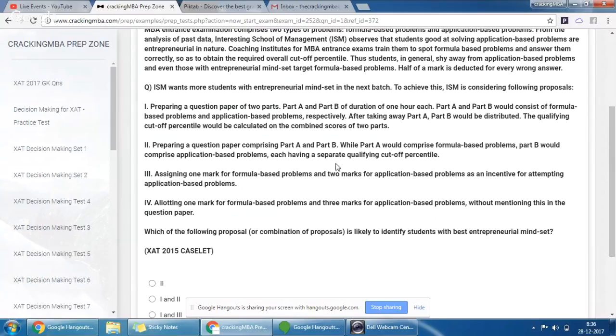Two and three, no, it's not three. Three is out, Ajay. Three is primarily out because having 1 mark for formula based and 2 marks for application based problems is an incentive for attempting application based problems. So again, you don't know why people are getting them wrong. They might think 2 mark questions are tougher and they might leave them. It's not a level playing field, right, Ajay?